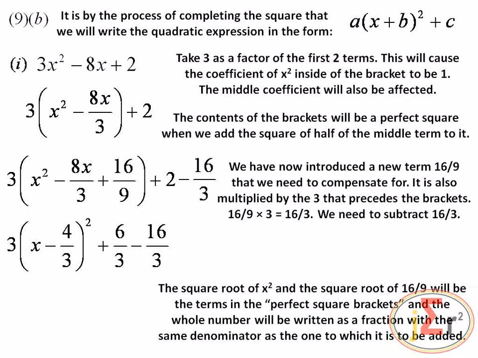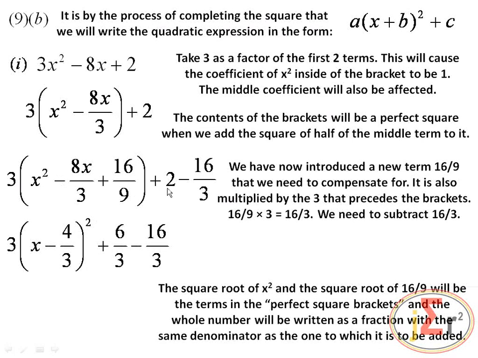And the whole number will be written as a fraction with the same denominator as the one to which it is to be added. So what we are saying is that what do we square to give x squared is x. What do we square to give 16 over 9? 4 over 3. Now if we multiply to give this middle term, and we multiply 2 times this, and we get a negative, it means that one of them has to be negative. Therefore, we have negative 4 over 3 instead of a positive 4 over 3. Without this negative 4 over 3, it is not possible to get a negative sign right here.